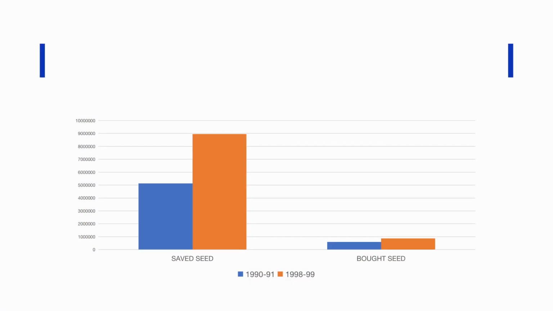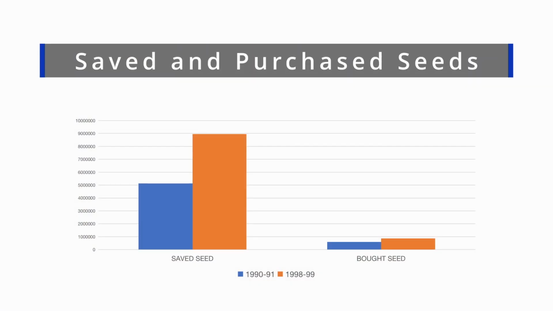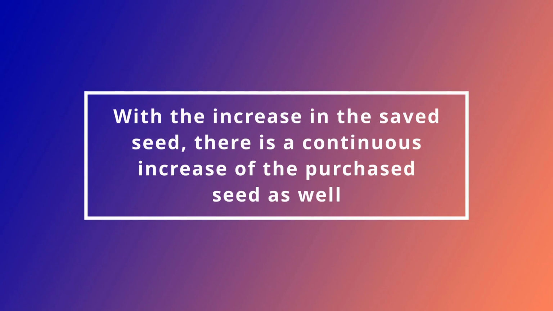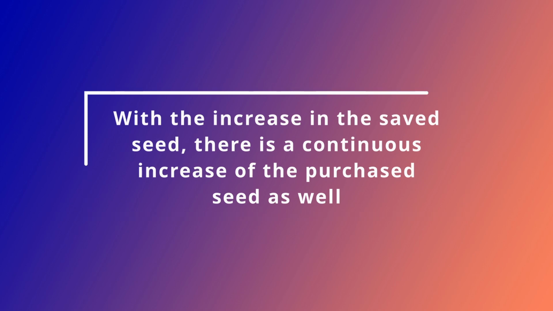Now this diagram is showing that the agricultural sector is growing continuously and that is why there is an increasing demand for seed from this sector. And so that is the main reason that with the increase in the saved seed, there is a continuous increase of the purchased seed as well.